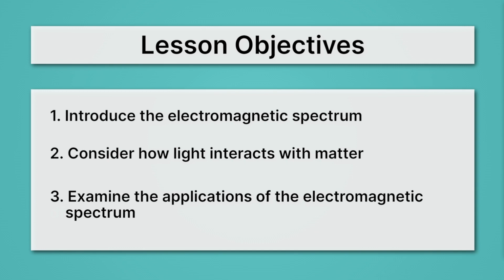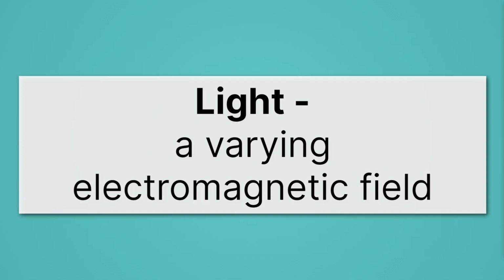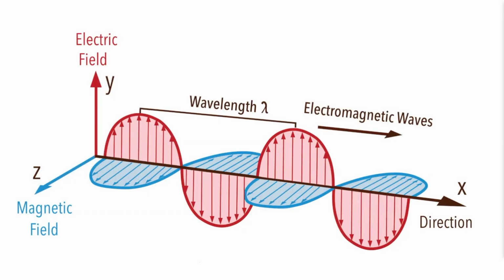Let me remind you that light is just a varying electromagnetic field. So there's an electric field in light and a magnetic field in light. And they get stronger and weaker. That's what that varying part means. They're also perpendicular to each other, which is pretty challenging to picture, but here you see in red the electric field going up and down, and in blue the magnetic field going forwards and backwards.